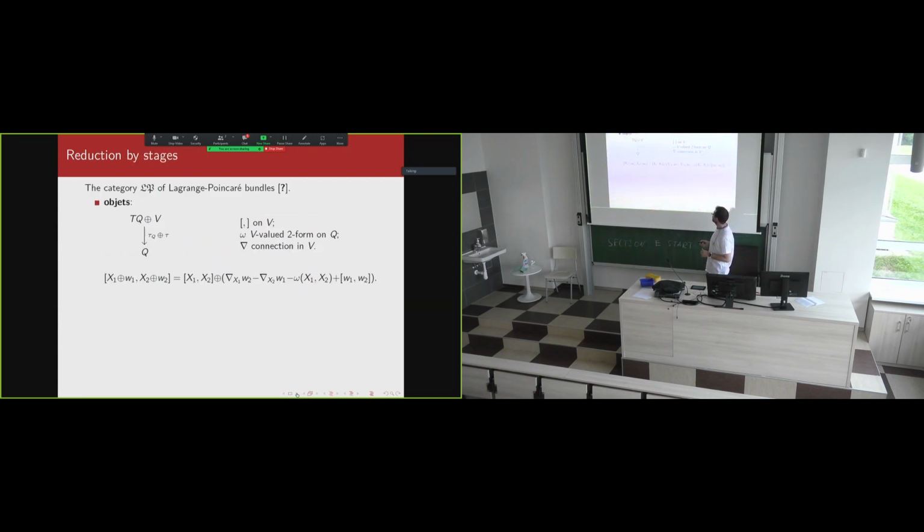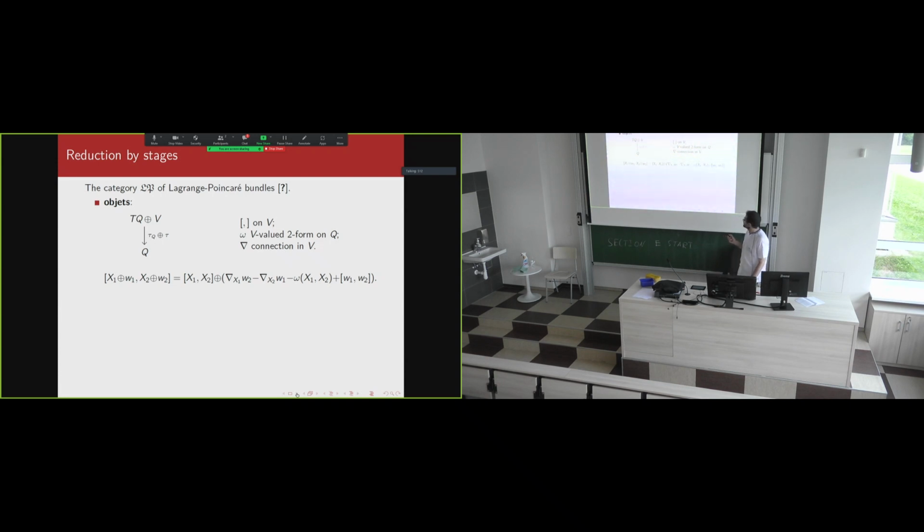Okay. So they defined these Lagrange-Poincaré bundles, whose objects, the objects of this category, are these bundles. So this is a sum of two bundles. The first is the tangent bundle on some manifold, and the second one is a vector bundle over the same manifold. And we have three different objects. We have a Lie bracket on the fibers of V. We have a V-valued two-form on Q, which is this omega. And then we have a connection on V, which is nabla.